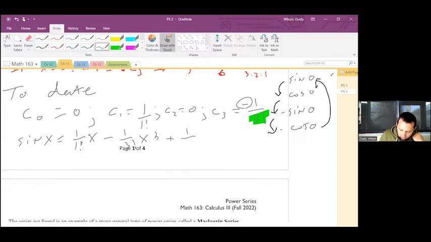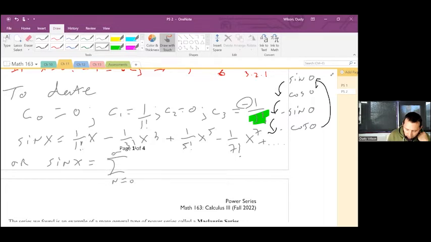So our next term is going to be plus 1 over 5 factorial x to the 5th. Our next one will be 1 over 7 factorial x to the 7th, plus et cetera, et cetera. So we could write this more concisely as that sine x is equal to the sum from n equals 0 to infinity of, we have to have alternating signs, so we'll have a negative 1 to the nth power. And then we want to have just odd powers, because notice your powers are 1, 3, 5, and 7. And so we'll have x to the 2n plus 1. So there's that odd power.